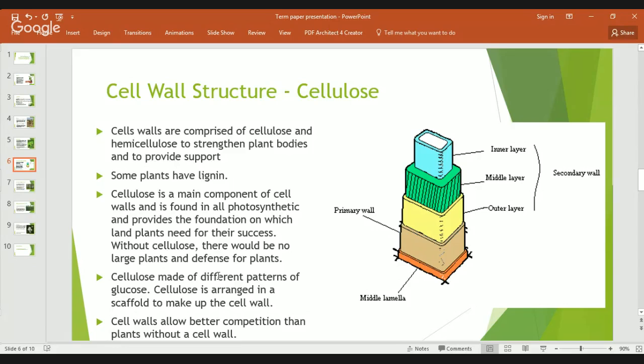Cellulose is a main component of these cells and provides the foundation for plants being able to colonize on land. And cell walls allow better competition than plants without a cell wall. So imagine you have a single-celled photosynthetic cell, then you have a land cell. Which one do you think is going to win out in the end?